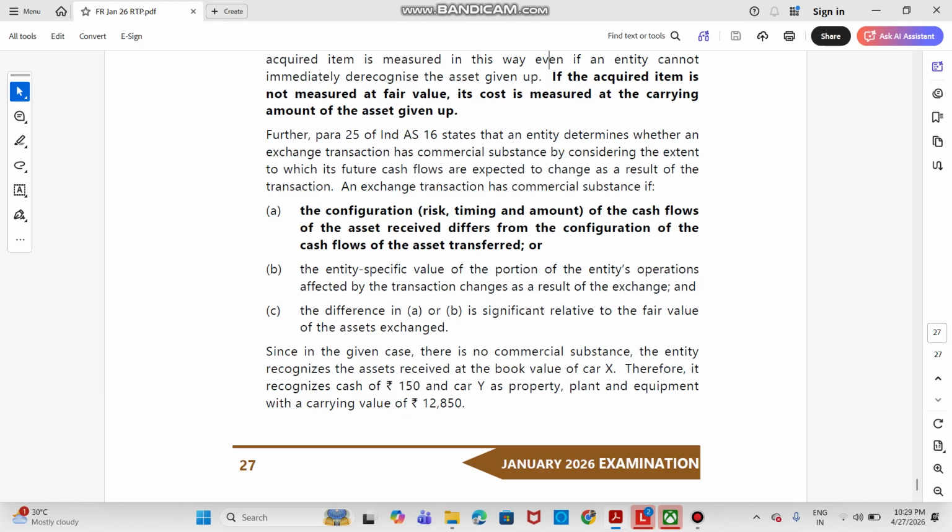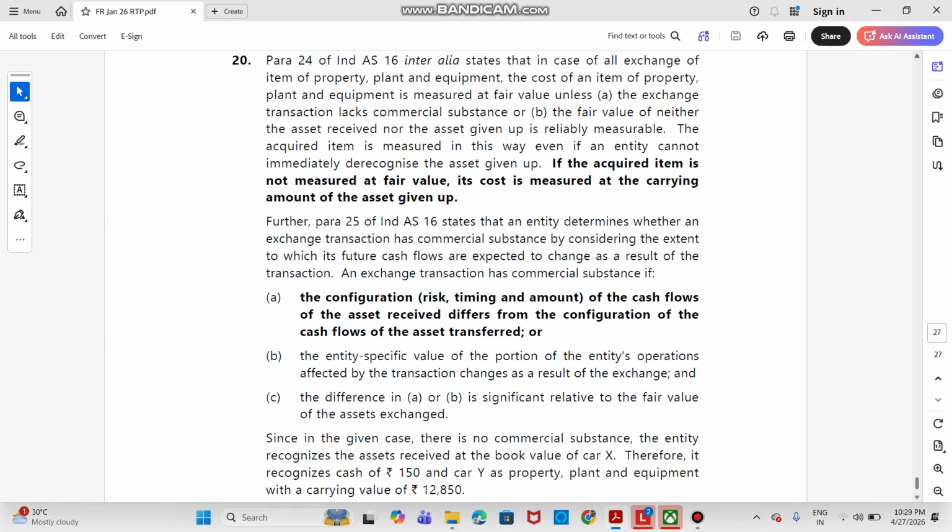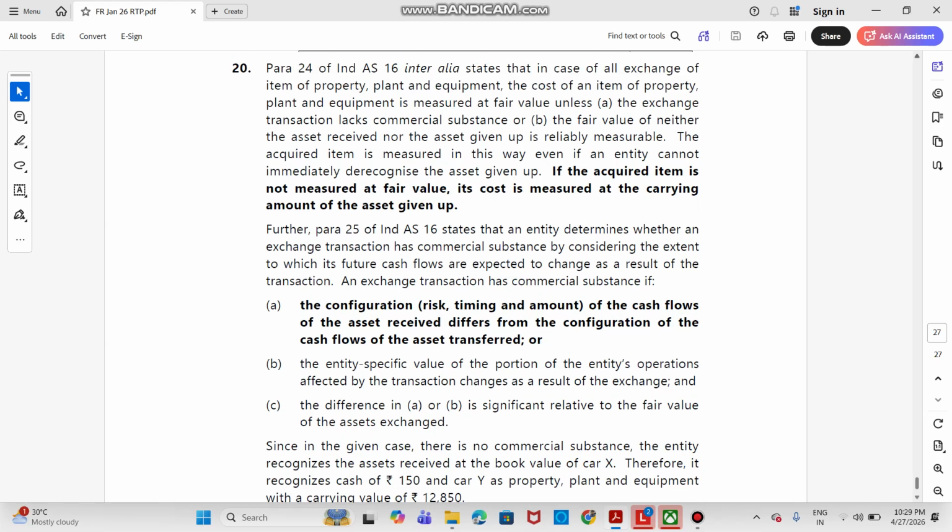That is it. This is what is expected from you, and watch it at least 2 to 3 times, because of this configuration, entity-specific value, and also the above 2 points: the exchange transaction lacks commercial substance, and the fair value of neither the asset received nor the asset given up is reliably measurable. All these things you are expected to reproduce when already tons of data is there in your mind.